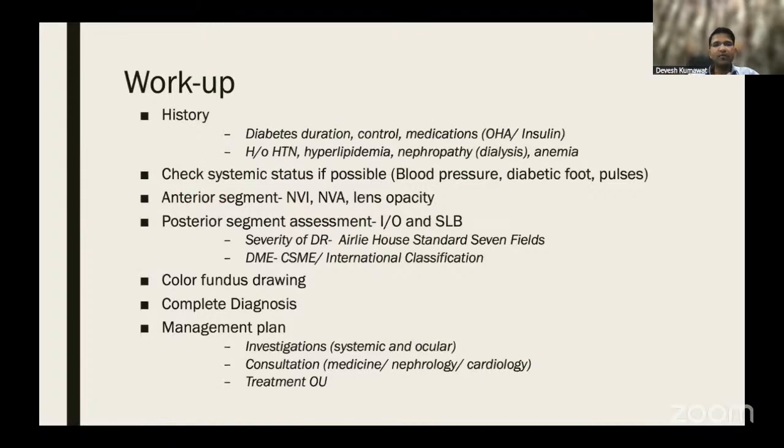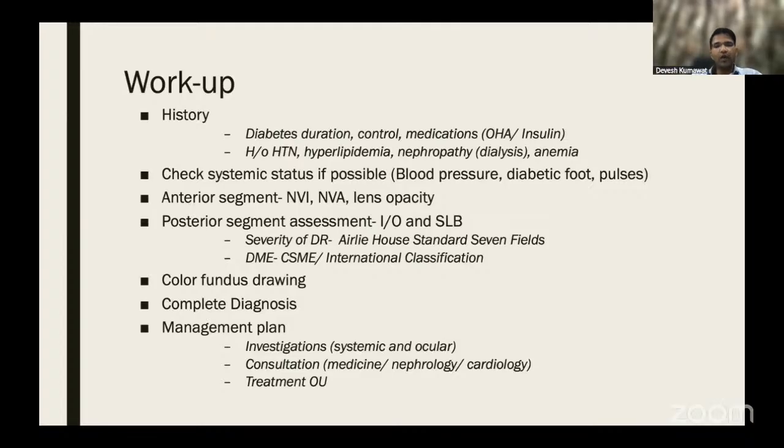So how do you work up such a case? In the history, other than the basic history that has already been told, you need to elicit the history of diabetes duration, how good is the control of the patient, how good is the compliance of the patient with the follow-up with the endocrinologist and with the medication. If the patient is only on oral anti diabetic medication, or the patient is on insulin, has recently insulin been started, or the patient is on glitazones, because that could affect the macular edema.